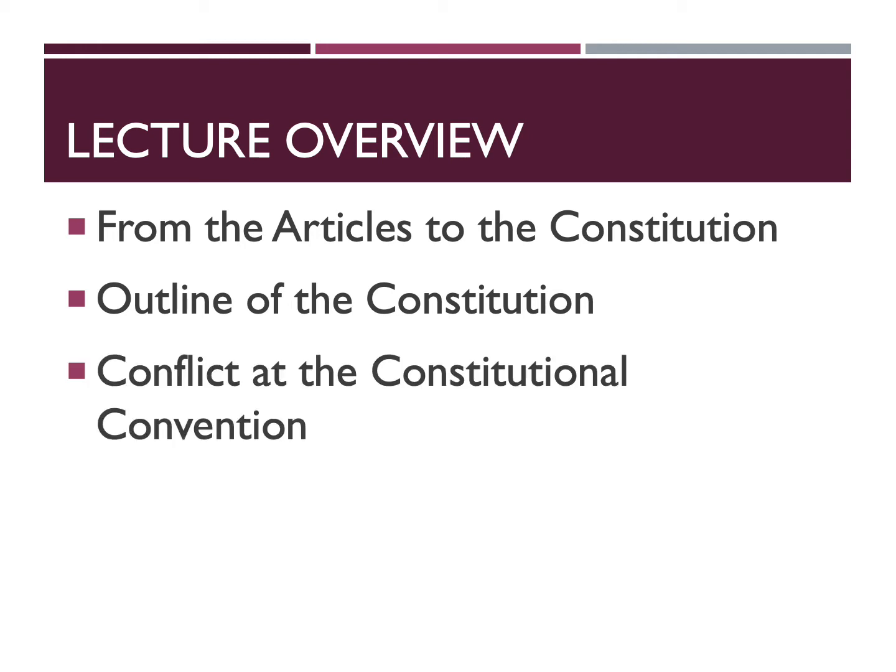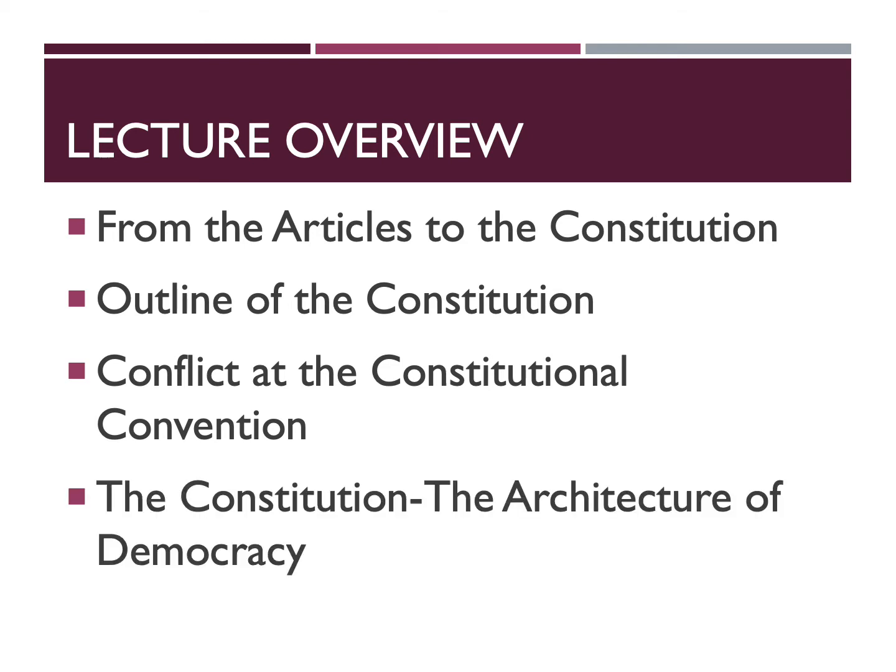Then we're going to look at the conflict that takes place at the Constitutional Convention and the two main sources of disagreement. Those were around the issue of representation and the issue of slavery. And then we're going to look at the mechanisms that are in place in the Constitution that serve to push it towards making decisions that are for the greater good and placing a check on the abuse of power. So let's go ahead and get started.